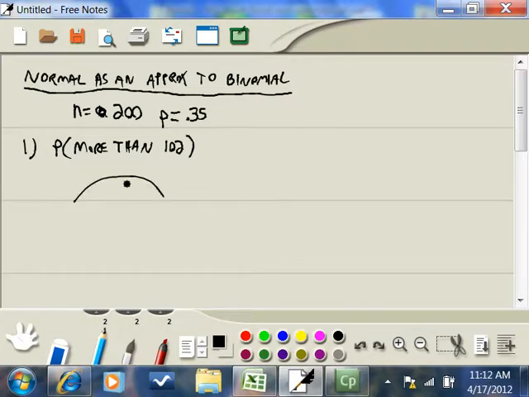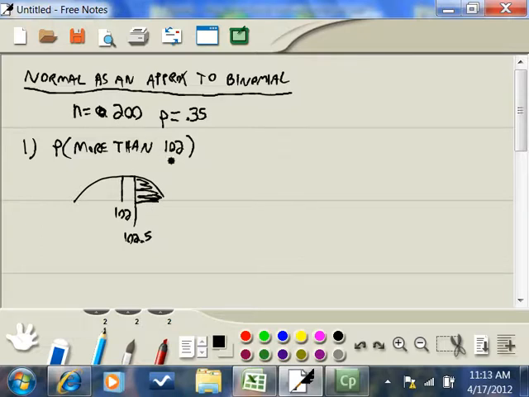Well, if I draw the picture, 102 is right here. More than, you're going to need to do a 0.5 correction factor. You add or subtract it. In this particular problem, we'll add it. So we got 102.5. And more than means I shade this way.